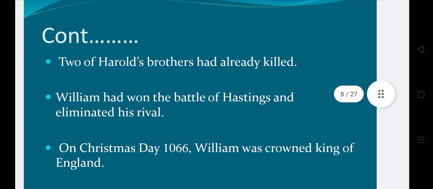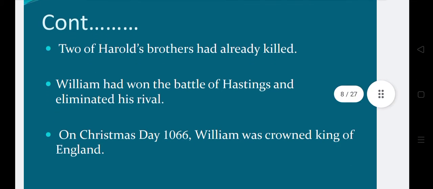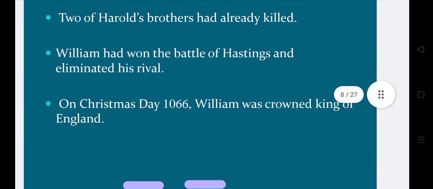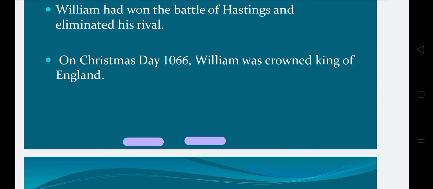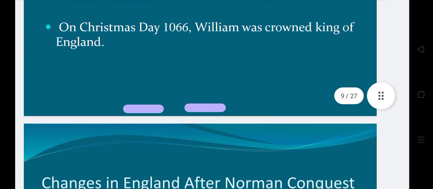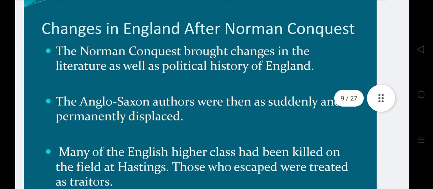The battle was won by William the Conqueror, and the Normans had control over England. Two of Harold's brothers were also killed. William the Conqueror had won the Battle of Hastings, and on Christmas Day William was crowned King of England. So what changes took place after William became king?